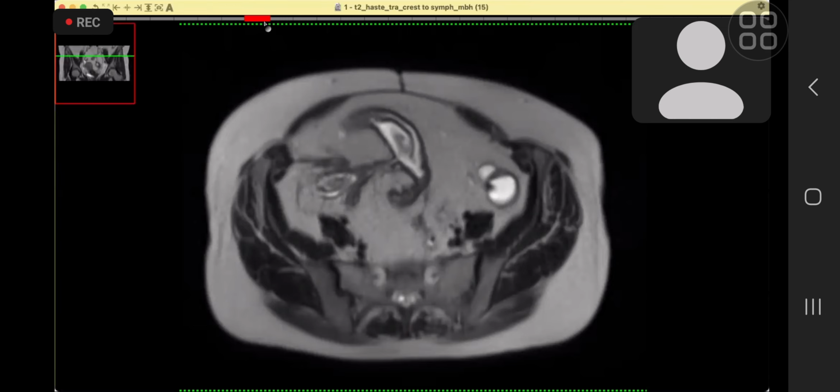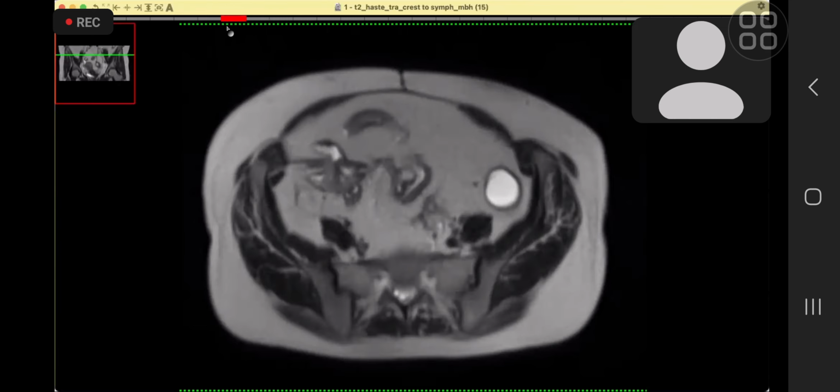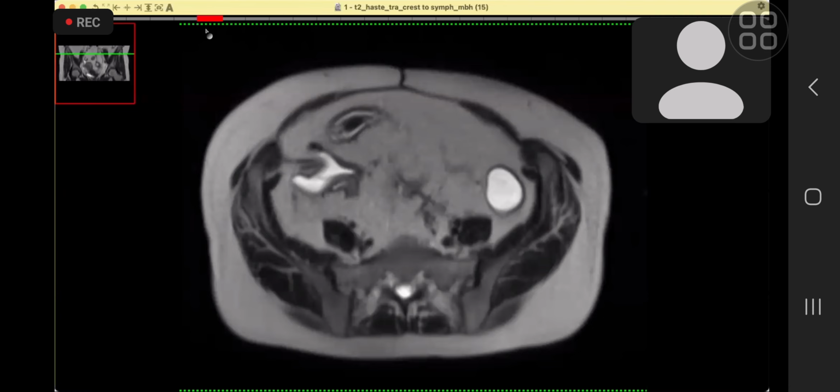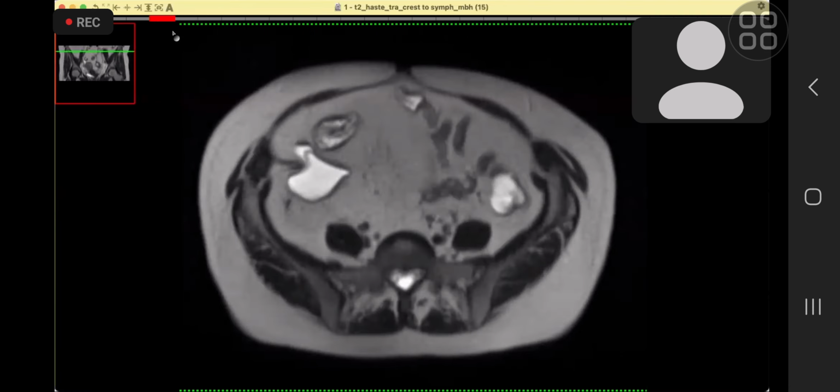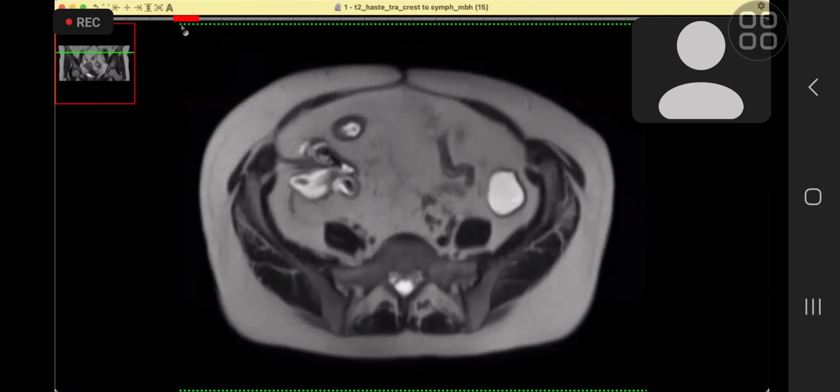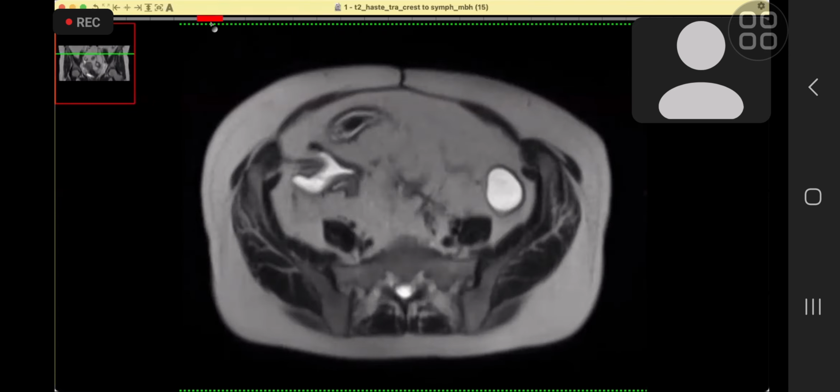In this setting, I'm worried about Crohn's disease with a complicated enteroenteric fistula. And also we have a skip lesion on the proximal jejunum. In my routine practice, I will also look for the gallbladder, and there are multiple stones.